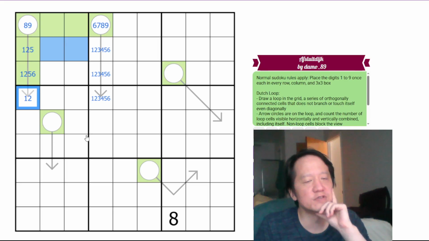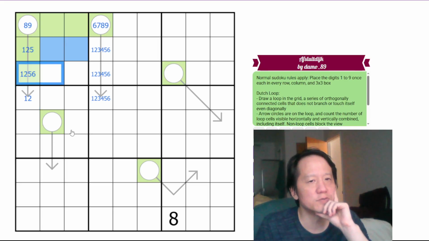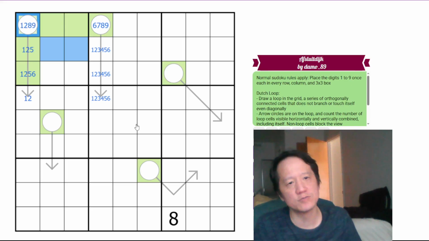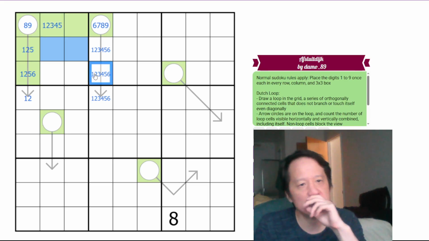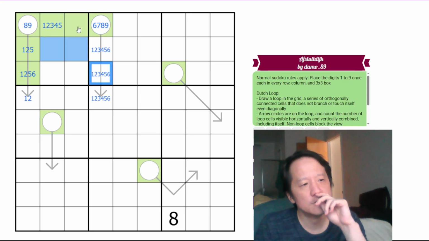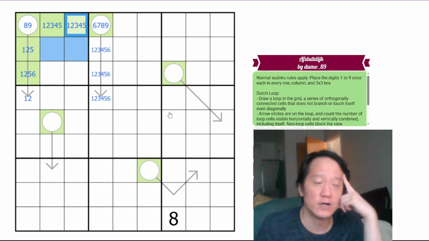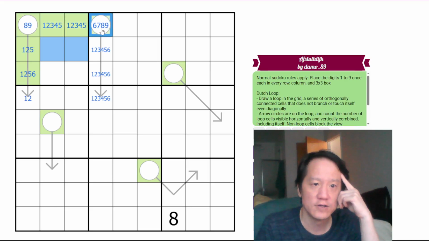We don't know if this is on the loop or not. It could be this way, it could go whichever way. This has to be 4 or more away from 8 or 9. So this is 1 through 5 here. This is 4 or more away from 6 through 9. So this is also 1 through 5. Well, what does that leave this here?